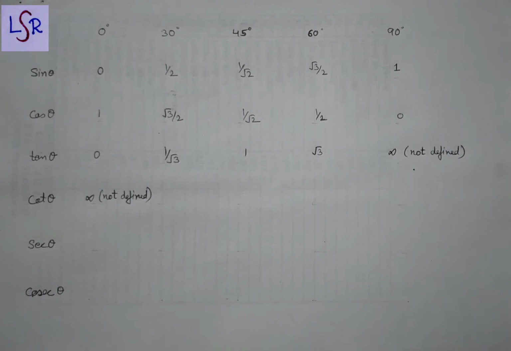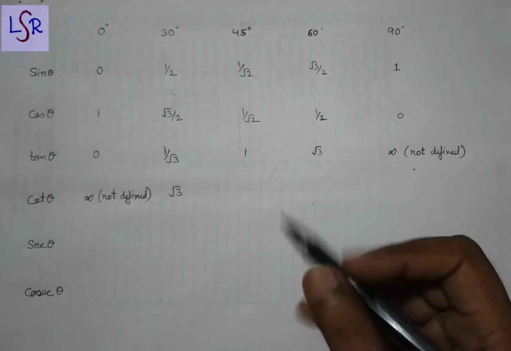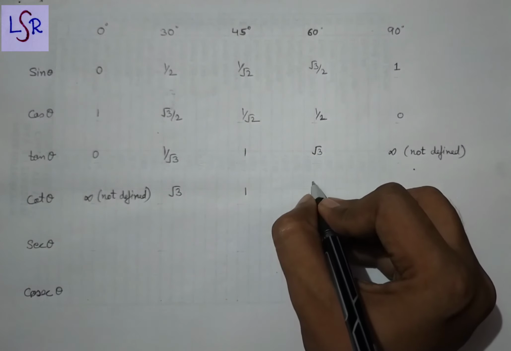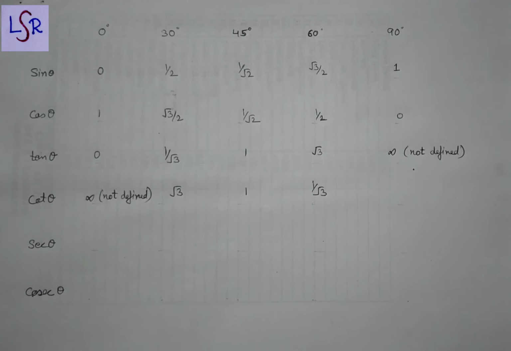For the 30 degree, this is 1 upon root 3, so this will become root 3. And here it is 1, so this will be 1 only. And here it is root 3, so this will become 1 by root 3. Now in this case, this is infinity, so it will be written as 1 upon infinity. And if any number is divided by infinity, it is 0.